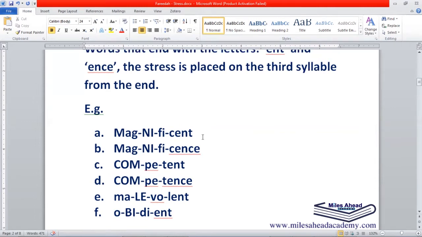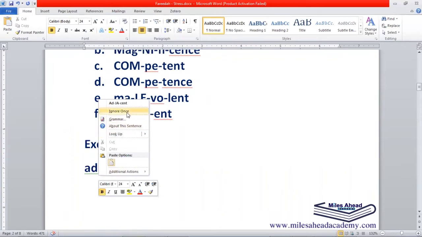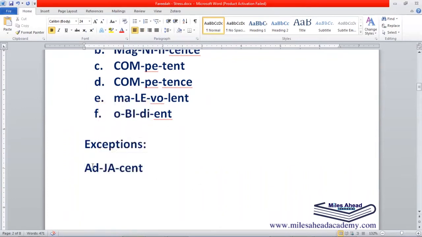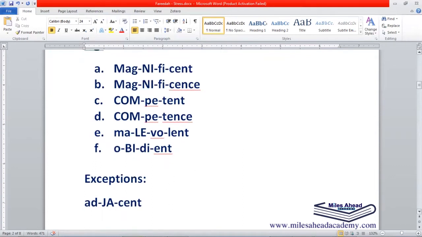Magnificent, competent. But there are exceptions though, and you find it in adjacent. Adjacent, the stress is on the second syllable. Okay? For adjacent, the stress is on the second syllable. Why the others here, the stress is placed on the third syllable from the end. ENT or ENCE, the stress is placed on the third syllable from the end. Adjacent defies this rule. Adjacent, the stress is placed on the second syllable from the end.